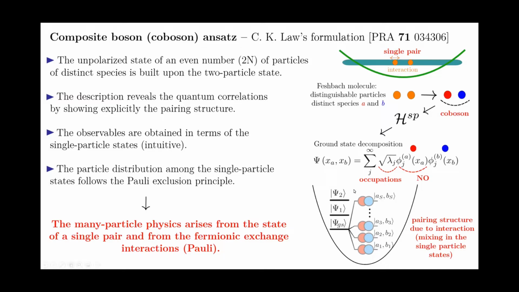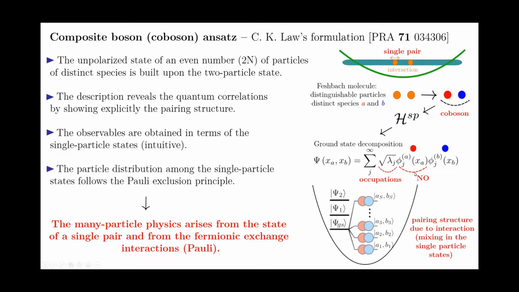Giving a kind of coboson recipe, first we need to find a good two-particle or single pair state, and by good I mean to look for a state in which the interparticle interactions are taken into account in the best way possible. And after that, we need to find a decomposition of the state reflecting the pairing structure between the two types of particles in terms of the single particle state. This is the Schmidt decomposition of the state.